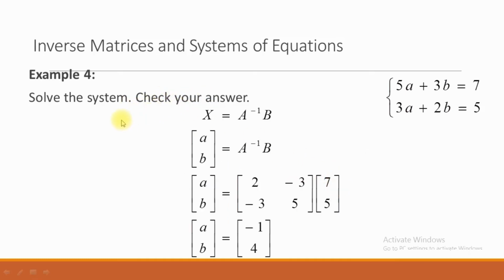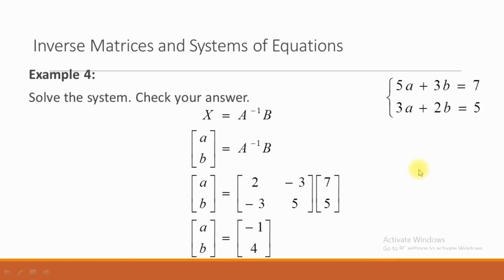Now for the solution, using the formula X is equal to A inverse B. In this system we have two unknowns, a and b. In the variable matrix we have the two variables a and b, and A inverse into B. This is the inverse of the coefficient matrix, and this is matrix B. Matrix B contains the constants which lie on the right hand sides of the equations of the system. So multiplying these two matrices, we obtain minus 1 and 4. So in this system the value of a is minus 1 and the value of b is 4.